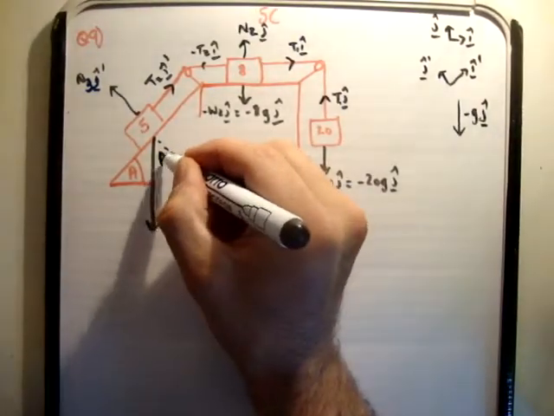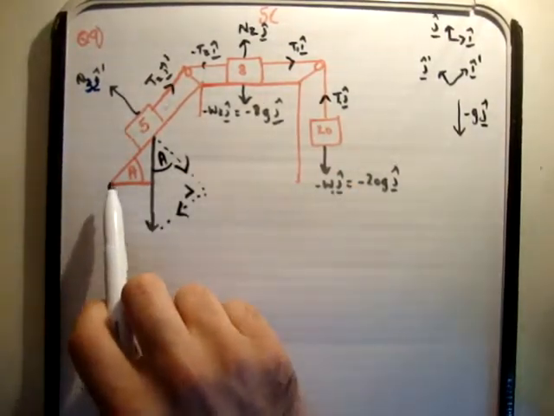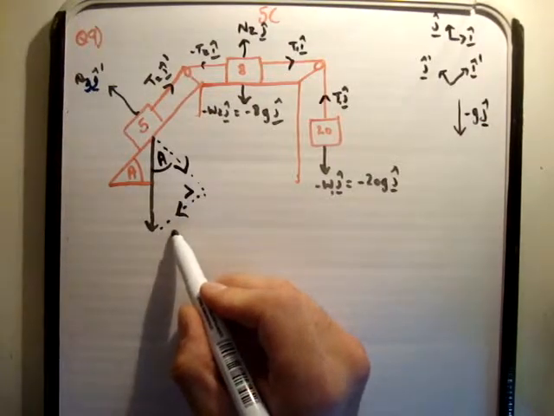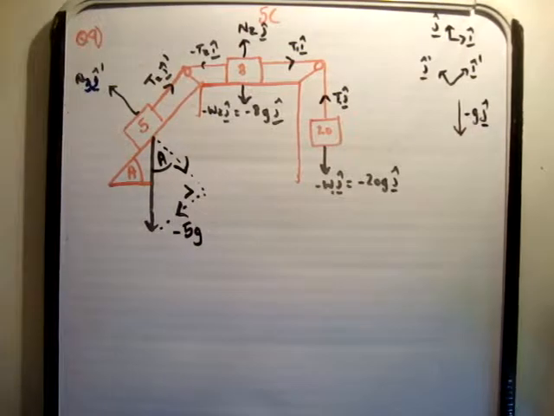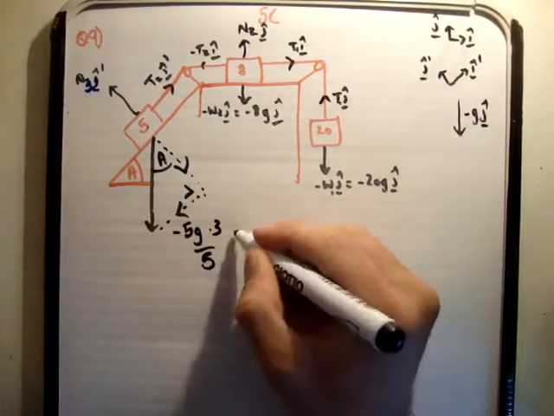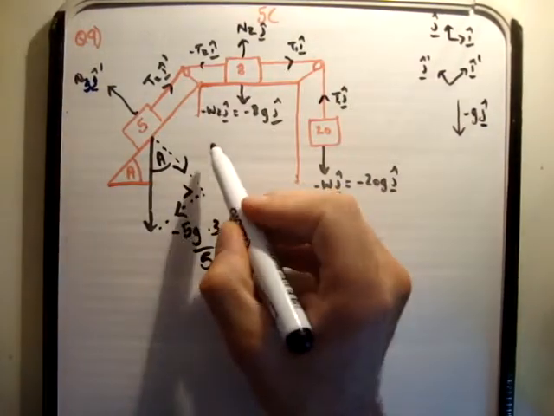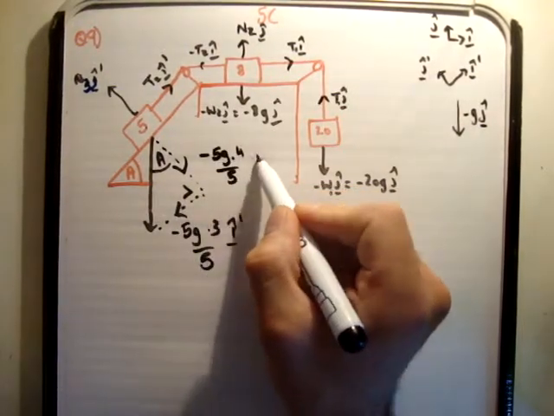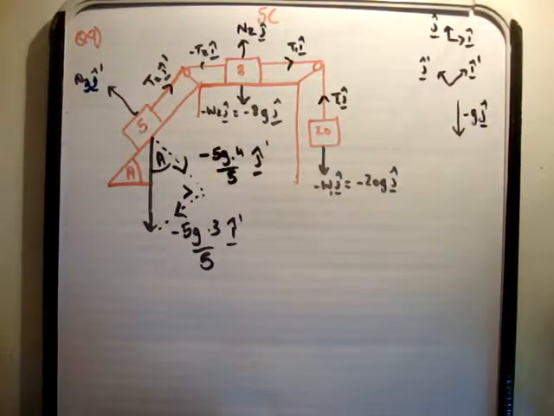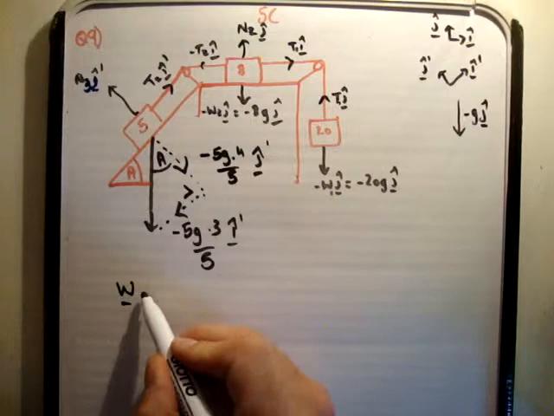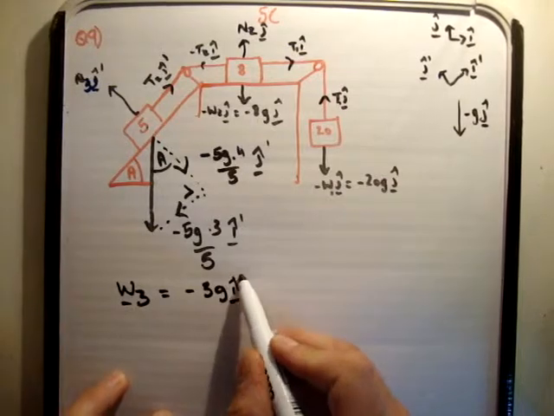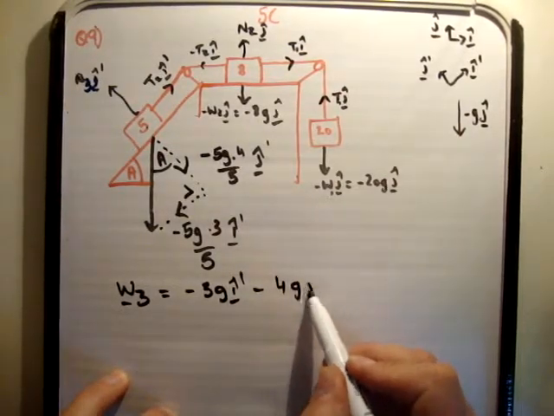So this angle here is A as well, because it bisects the angle A at right angles, which is perfect. So this one is going to be negative 5g times the sine of A. And we said the sine of A was 3/5, so it's going to be 3/5, and this is in an i hat prime direction, and it's negative. And this one here is going to be negative 5g times 4/5 j hat prime. So just to write it very explicitly, the weight vector of 3 is going to be equal to negative 3g i hat prime, negative 4g j hat prime.